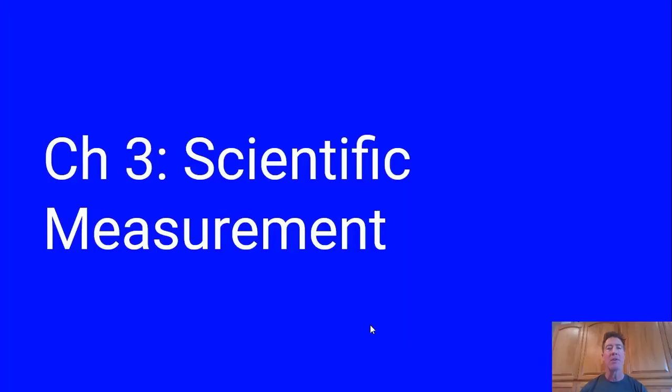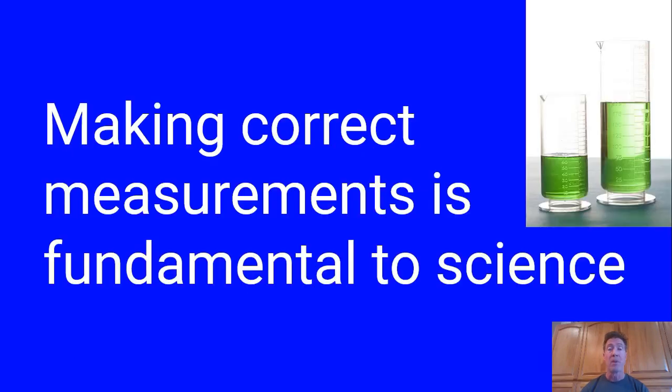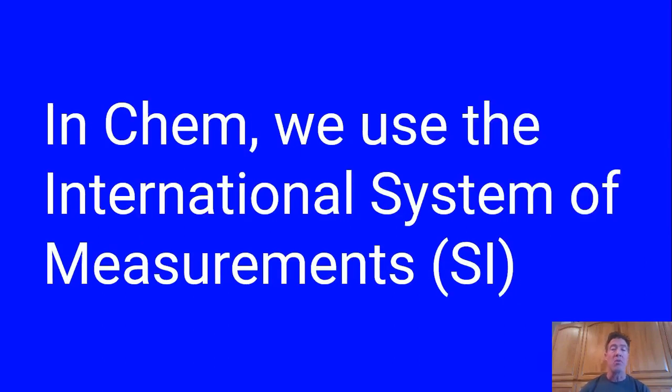Today we're going to talk about scientific measurement. This is Chapter 3. In Chapter 2, we talked about the various states of matter: solids, liquids, and gases. And now we're going to talk about how important it is to make correct scientific measurements, how to do it, what to do, what not to do. Making correct measurements is fundamental to the scientific effort. In chemistry, we are going to use the International System of Measurements, known as the SI system from the French.